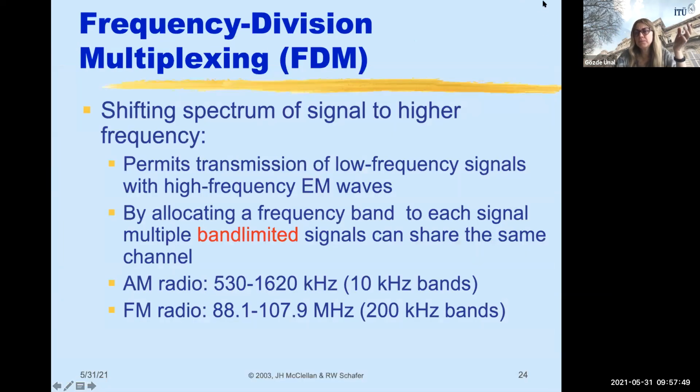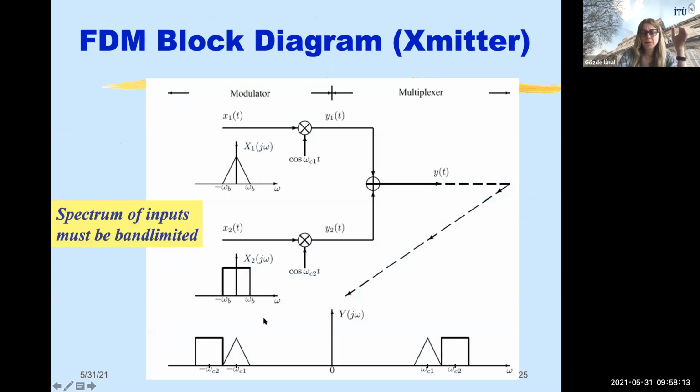Okay, so then people, of course, said we can use multiple channels. This is frequency division multiplexing. I'll just go over this very quickly. For instance, the AM radio band is, let's say, 530 to 1620 kilohertz. Then I need to have multiple channels, so I need to place multiple frequency bands of amplitude modulation.